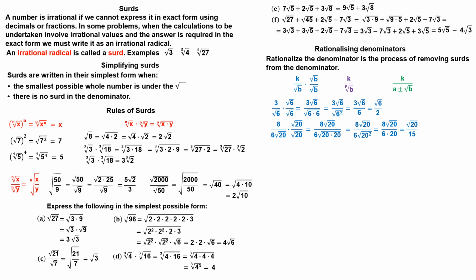If the denominator has just one term that is a surd, and that surd is not a square root, the denominator can be rationalized by multiplying the numerator and denominator by that surd, but the exponent of the radicand is the index minus 1. Look at the example, 1 over the fourth root of 3. Let's multiply the numerator and denominator by the fourth root of 3 raised to the power of 4 minus 1. It's very simple.